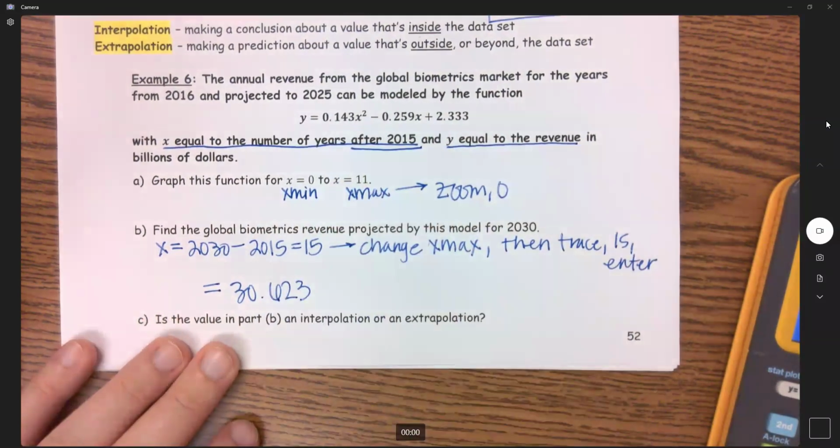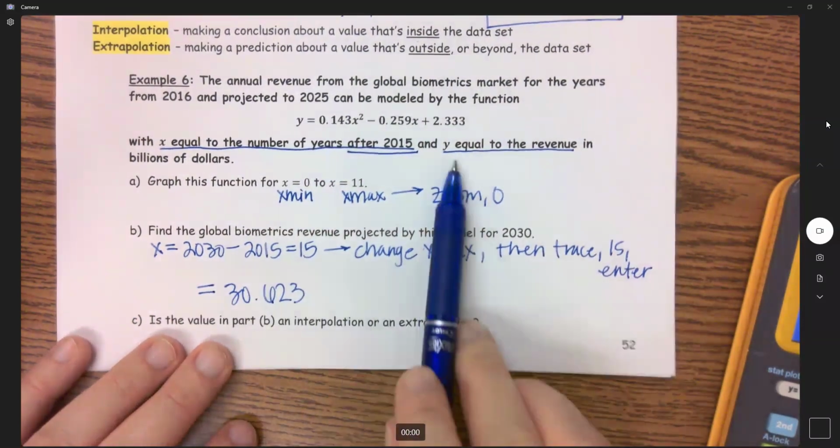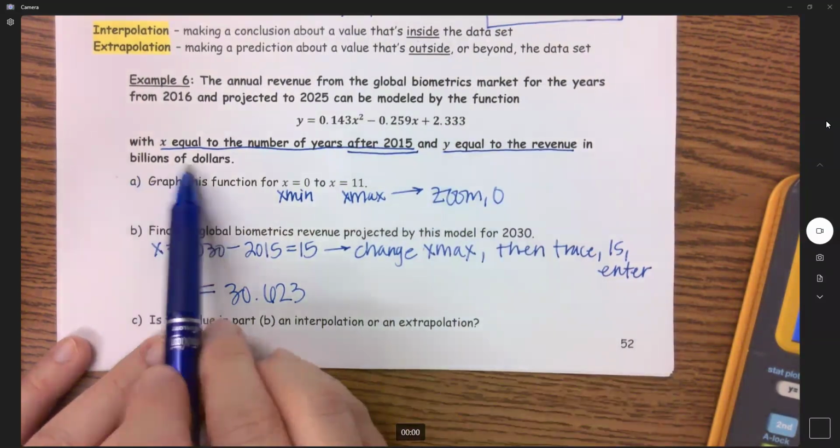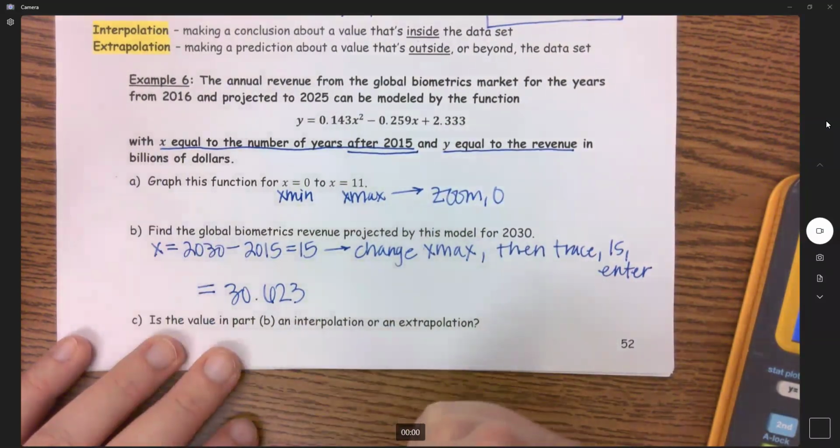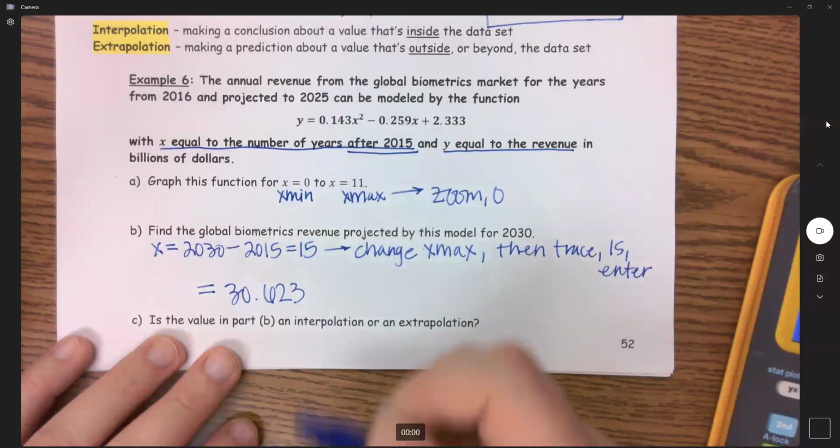Now word problems need word answers. So what unit? My Y is equal to the revenue in billions of dollars. So we have $30.623 billion.